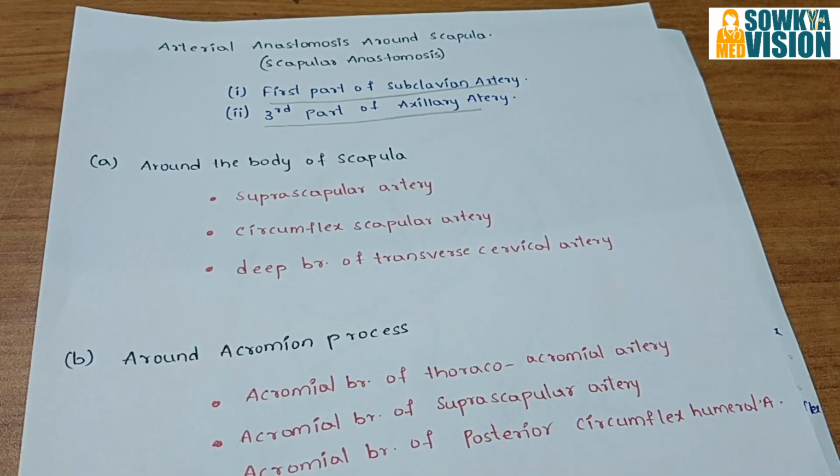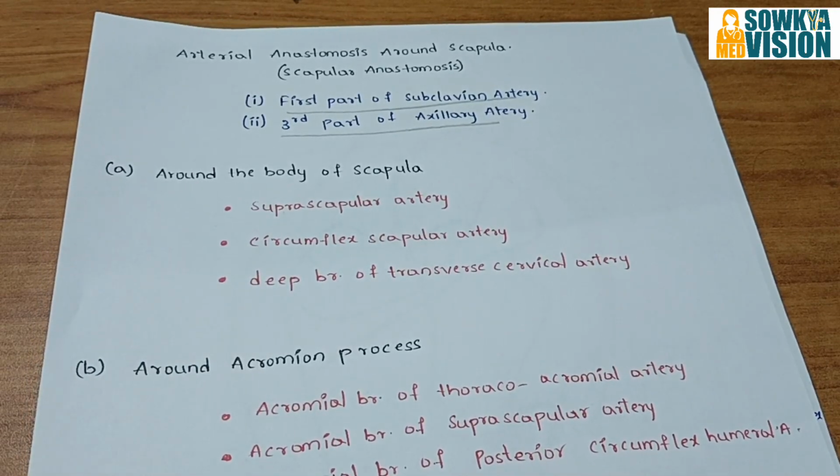The axillary artery contains three parts. We have completed that video. If you want to watch it, go back to the axillary artery; you will better understand this topic. Now let's see the anastomosis around the body of the scapula.